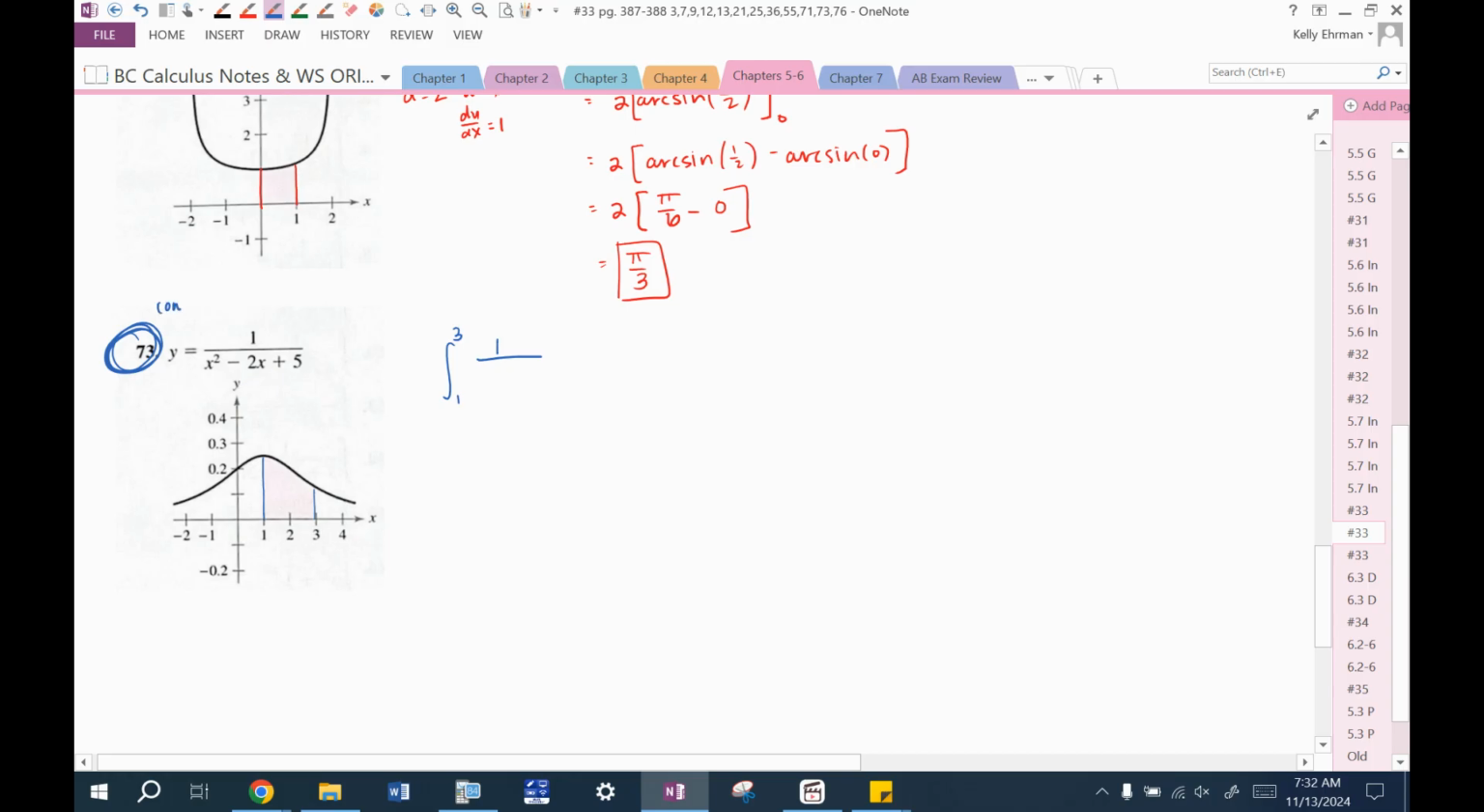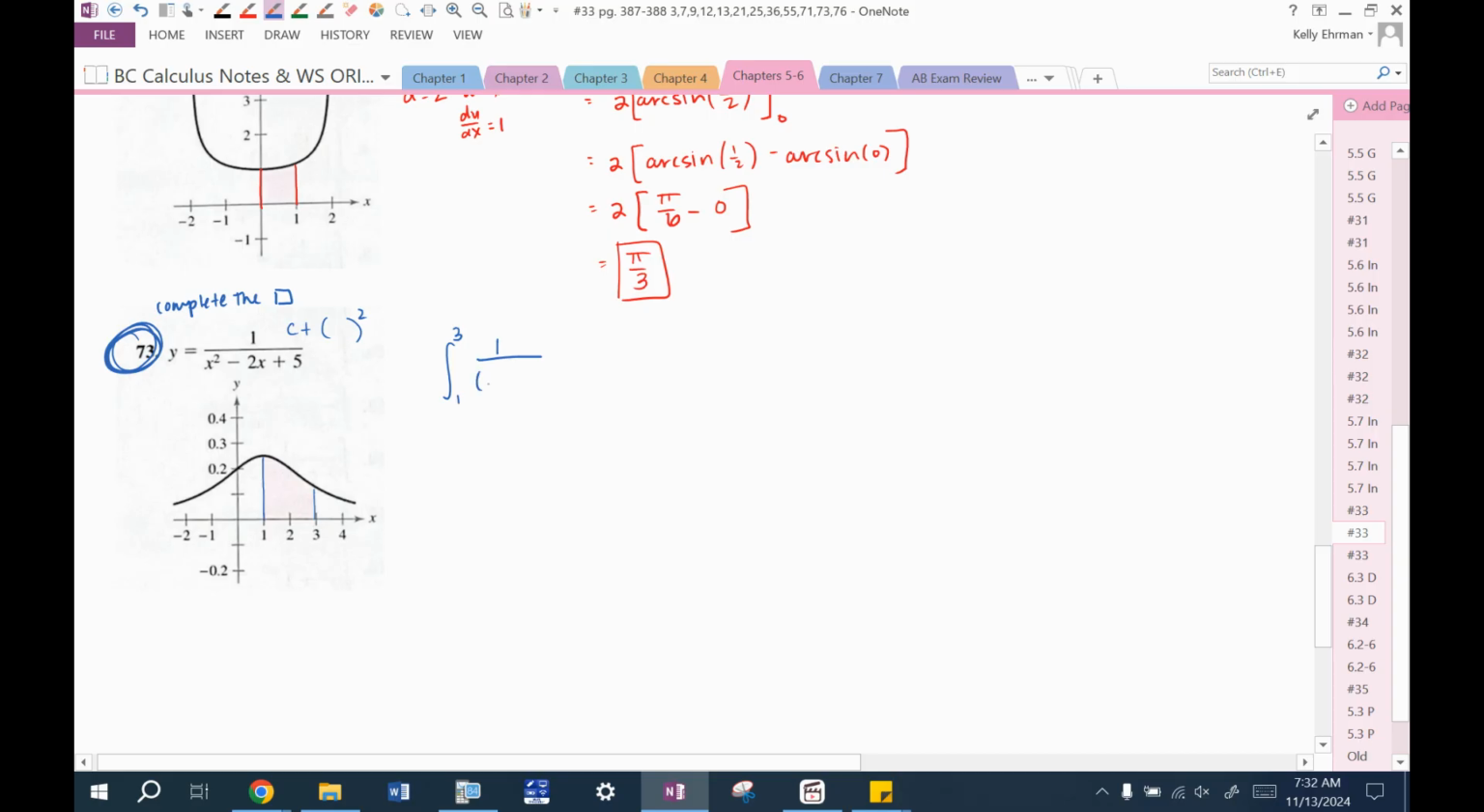This is a throwback to complete the square, which we have not emphasized in our pre-calc class. We don't use it very much. It's pretty rare to see it here. But if I could make this a complete the square problem, it would give me something squared, a constant plus something squared, and so then I'll be able to make this arctan.